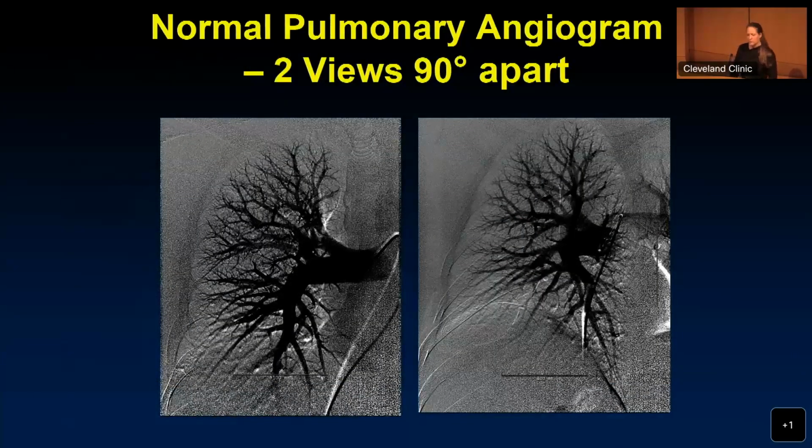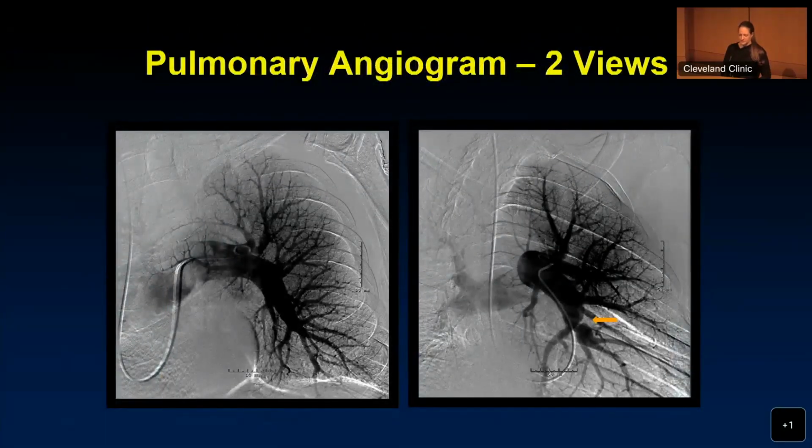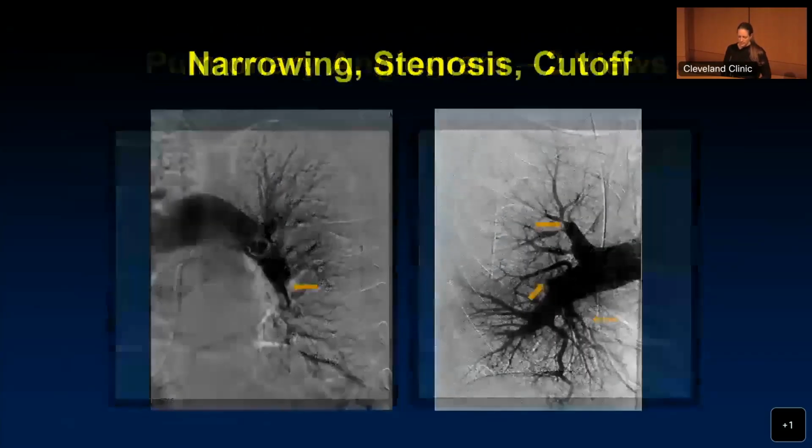Often we end up getting pulmonary angiograms. You know, a high-quality PA-gram is a little bit of a lost art in the world, but generally you need 2 views 90 degrees apart to open up the various lobes of the lung. And here it is on the left as well.